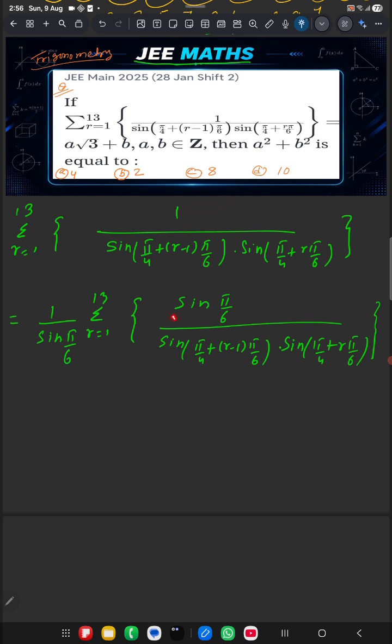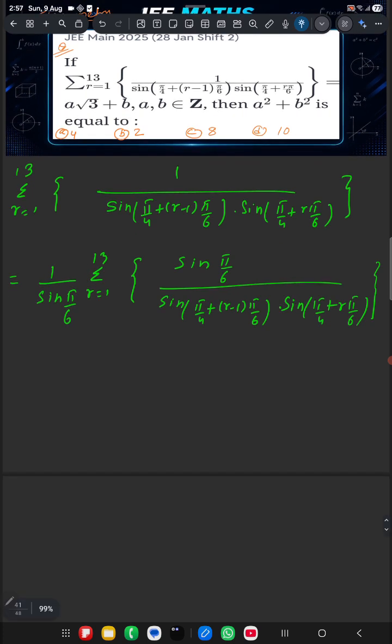For that I have this. This is a constant term. Sine pi by 6 means what? Sine 30. Sine 30 is 1 by 2. So 1 by 2 is a constant, so there is no effect with this summation sign, isn't it? So if you have multiplied in the numerator by sine pi by 6, you have to divide also. So I have done this.